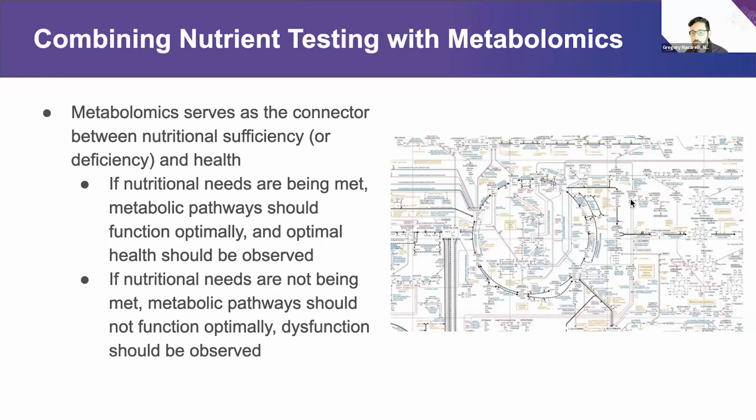There's a lot going on here, but this is where the vitamins and minerals are serving as cofactors and prosthetic groups within all these different enzymatic pathways and metabolite pathways. And so if nutritional needs are being met, you should have optimal metabolite pathway functioning. If nutritional needs are not being met, your metabolic pathways will not be functioning optimally, and this is where you will experience dysfunctional metabolite pathways and subsequently alterations in health and disease risks.